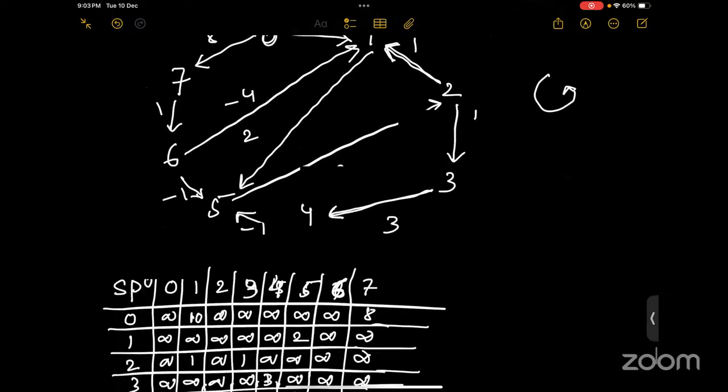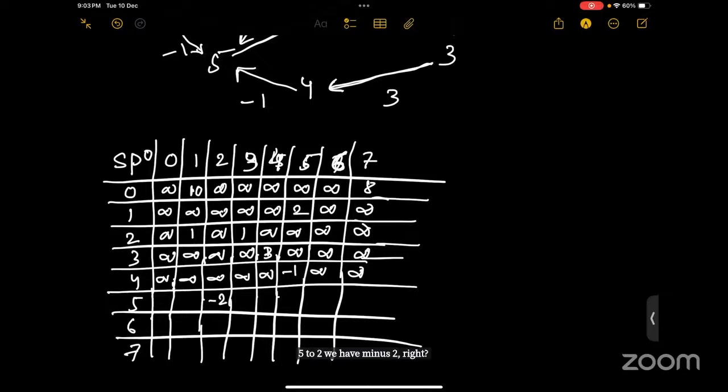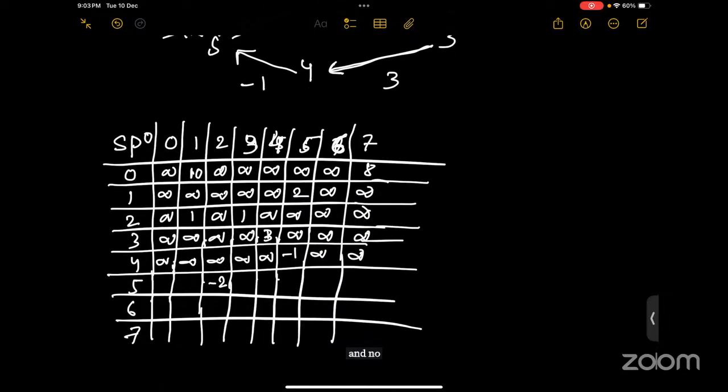5 to 2 we have -2, right? And no outgoing edges other than that, that means rest of all will be infinity.